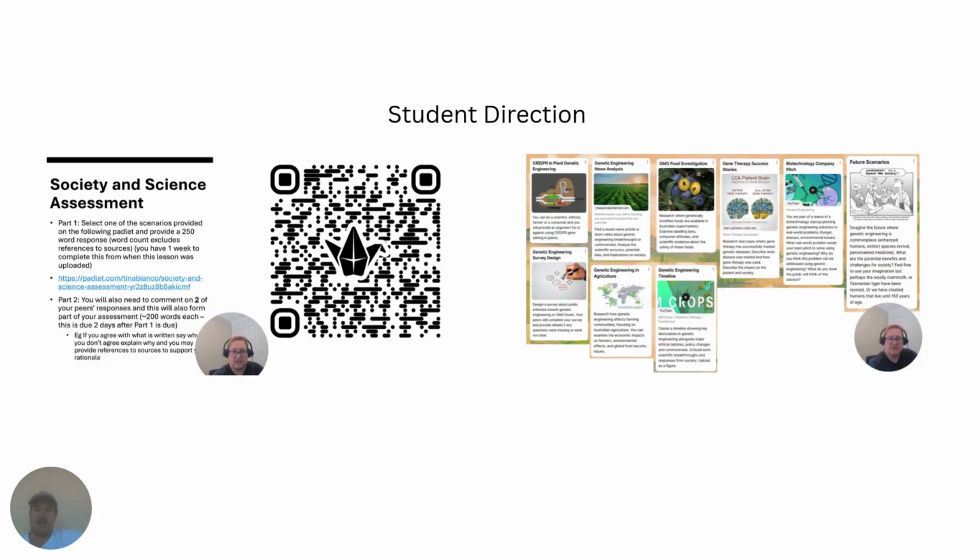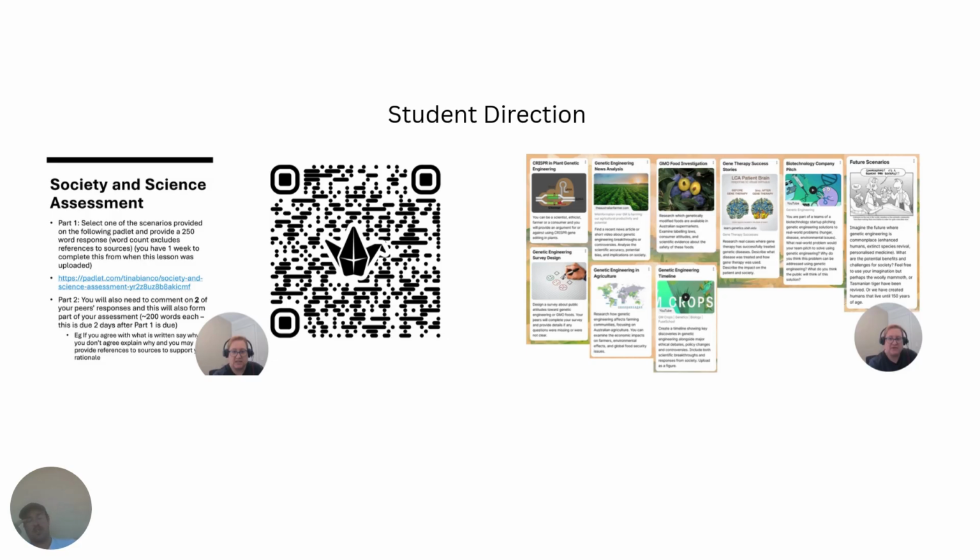And then finally, the student direction there for the assessment was really good through that society and science assessment task. You allowed the students to choose their scenario, which was a great way to promote ownership of learning and engage with what they found interesting there, which is just great in general. So well done there. And then also required students to respond to their peers' work, which was something that not a lot of people have done throughout these lessons. And you found a really creative way of doing that, so good work there.